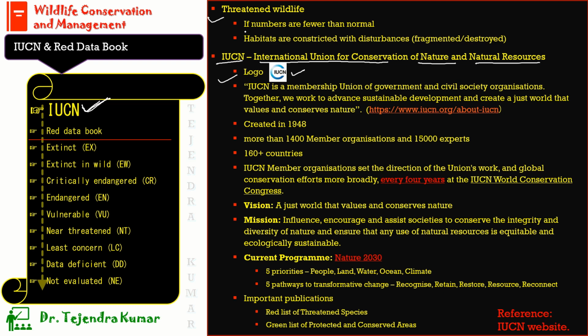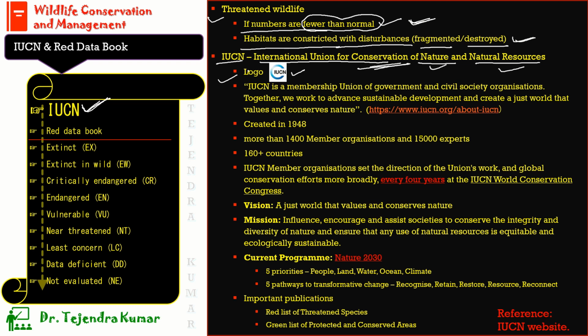So, threatened wildlife: first, the numbers are fewer than normal. And second, the habitat is constrained by disturbances; it may be fragmented or destroyed. If these two things are happening, then IUCN counts the number and does the activity accordingly. That's why its name is International Union for Conservation. Conservation of what? Nature and natural resources, both. So that's why they are taking care of the fauna, flora, as well as habitat.